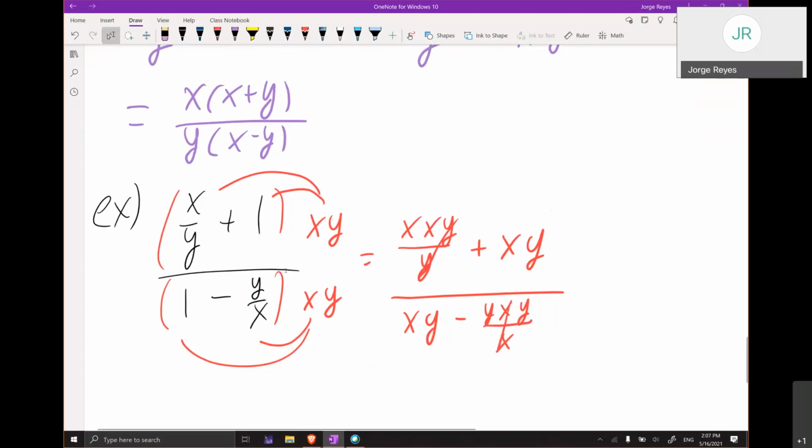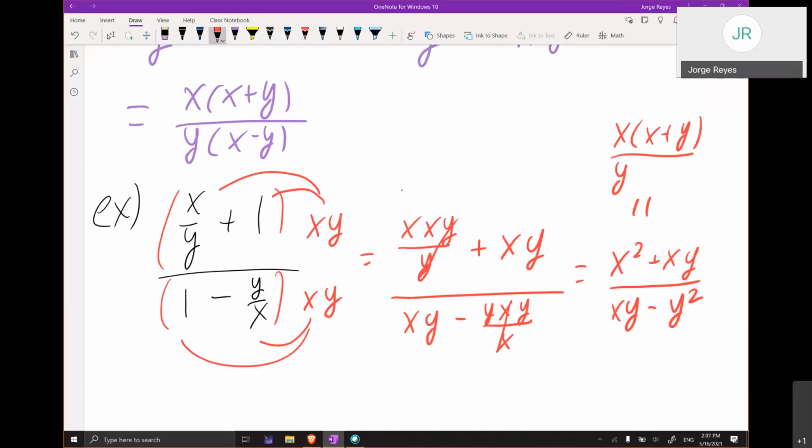So if you simplify a little bit, you're going to get x squared plus xy over xy minus y squared. And then just to show you something, I can factor an x from the top and a y from the bottom. x plus y, y, x minus y. And you see it's the same. So whatever style you like, go ahead, pick it. You get the same answer. It's fine.